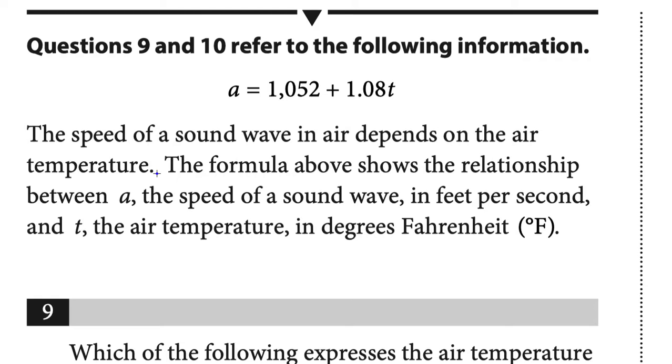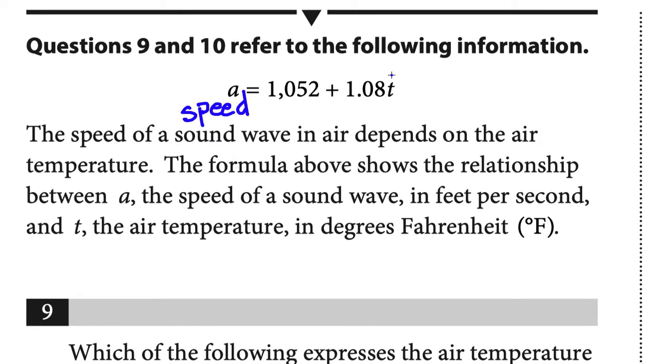The speed of a sound wave in air depends on the air temperature. The formula above shows the relationship between A, the speed of a sound wave in feet per second, and T, the temperature in degrees Fahrenheit. Cool. So the air temperature in degrees Fahrenheit. So let's all write it down. This is speed over here. And this T right here is temperature.